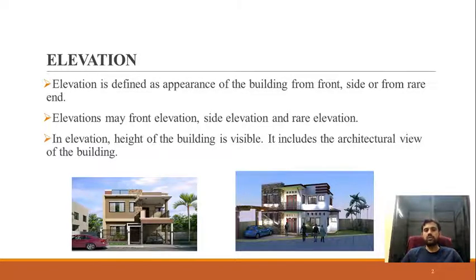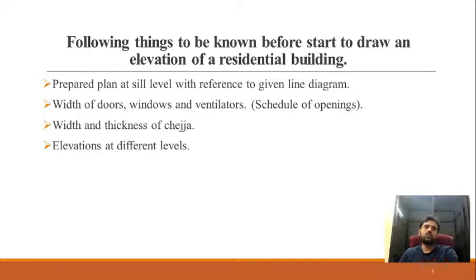Elevation may be front elevation, side elevation or rear elevation, depending on the viewer. In an elevation, the height of the building is completely visible and it includes the architectural view of the building. We can visualize the color of the building and the type of material used. These can be analyzed with the help of an elevation. From the exam point of view, I want to highlight some points. The following things are to be known before starting to draw an elevation of a residential building.